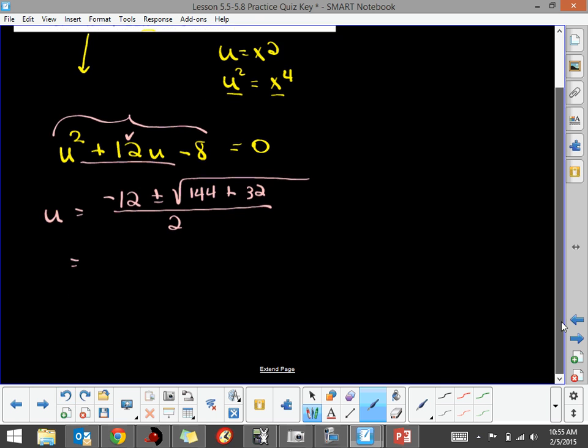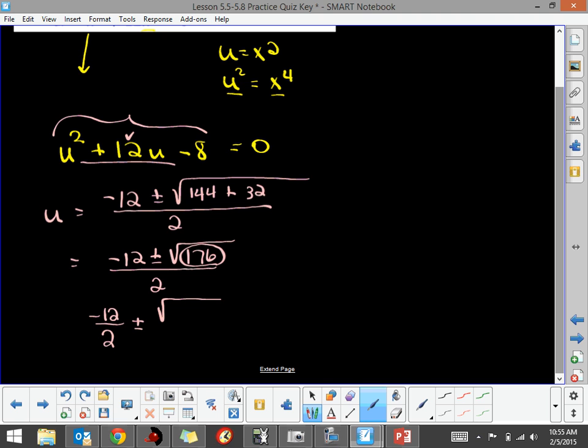So we're going to do some rounds of simplification now. It's negative 12 plus or minus the square root of 176 all over 2. At this point, what I want to do is simplify that radical. So what we want to do is see, are there any perfect squares that go into 176? So I'm going to do a combination of two things. I'm going to start splitting up this monomial division. It's negative 12 divided by 2 plus or minus the square root of 176 all over 2.